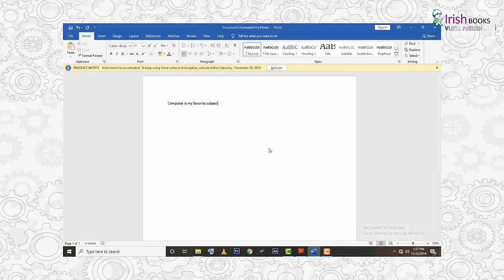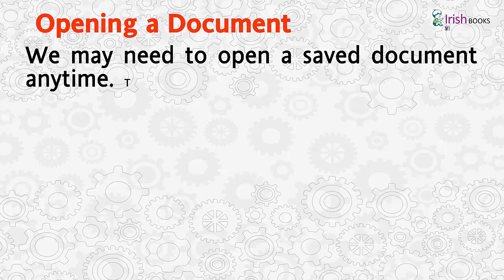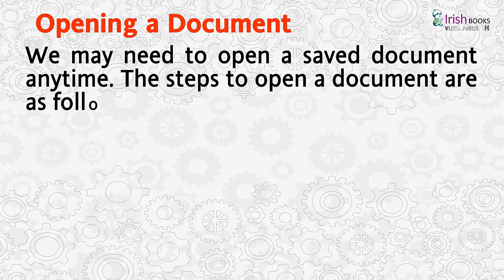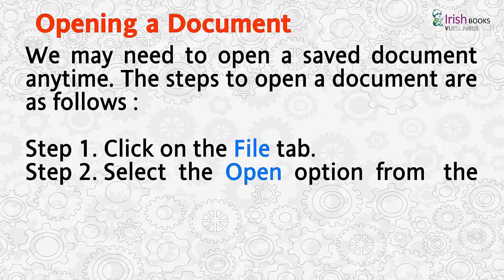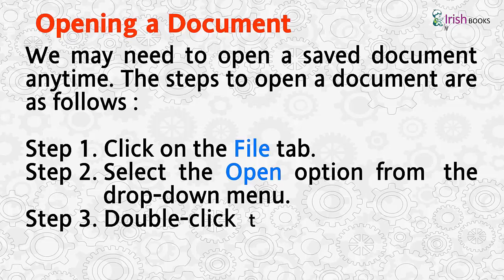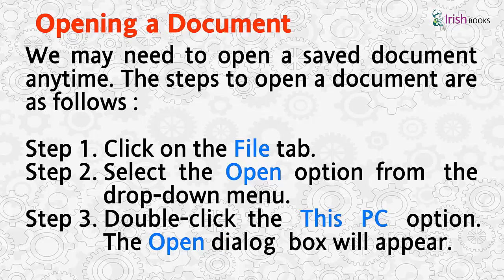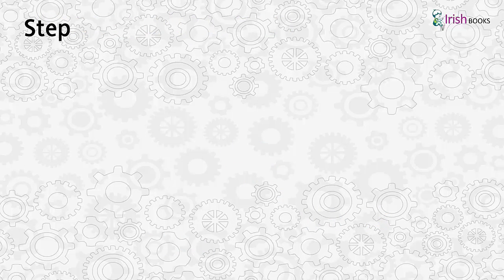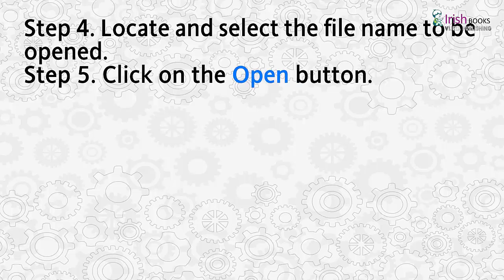Opening a document. We may need to open a saved document anytime. The steps to open a document are as follows. Step 1. Click on the File tab. Step 2. Select the Open option from the drop-down menu. Step 3. Double-click the option This PC. The Open dialog box will appear. Step 4. Locate and select the file name to be opened. Step 5. Click on the Open button.